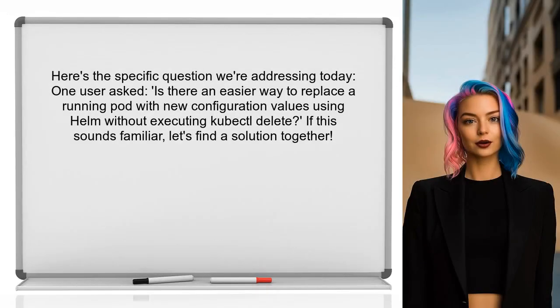Here's the specific question we're addressing today. One user asked, is there an easier way to replace a running pod with new configuration values using Helm without executing the kubectl delete command? If this sounds familiar, stick around as we find a solution together.